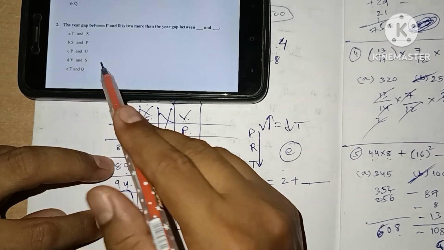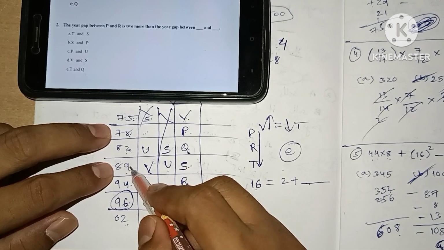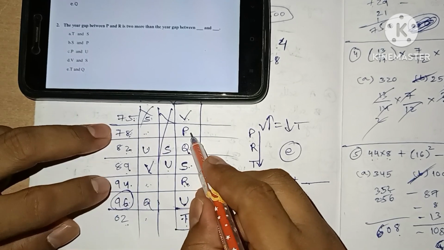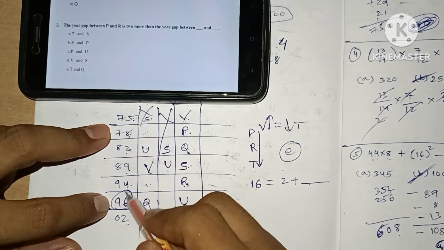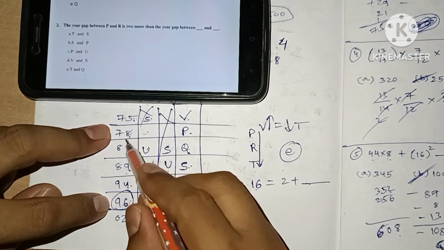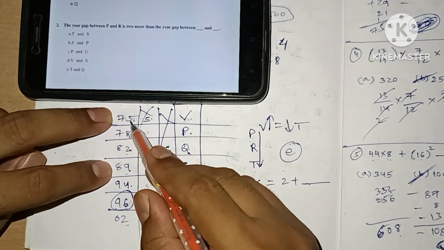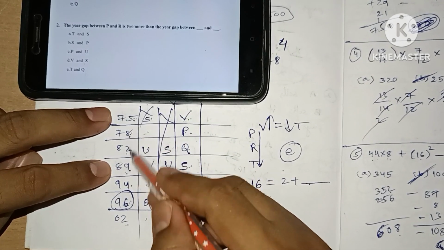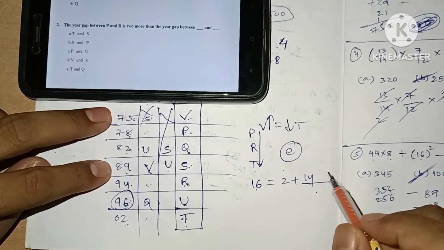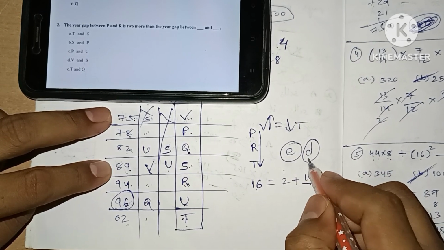So not the first one. S and P. S is here and P is here. The gap between these two is 2 plus 9, 11. So it is also not. P and U. This is P and this is U. The difference between these two we get here is 18. This is also not our answer. V and S, these two. 75 plus 89. The difference between these two is 14. So we got the value of our question. So our answer is option D. Second question answer is option D.